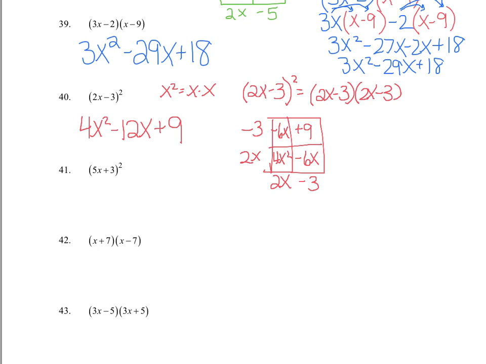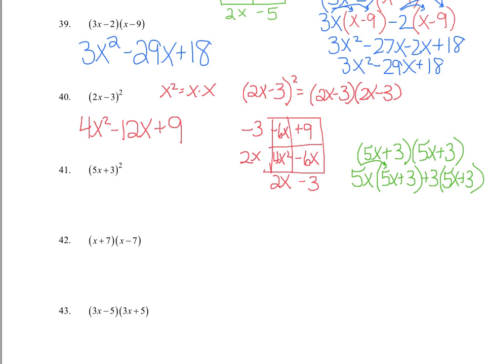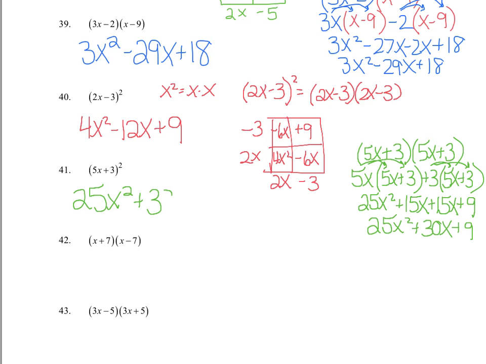For number 41, we have 5x plus 3 squared. So again, 5x plus 3 times 5x plus 3. If I want to use the distributive property, I'm going to take my first 5x and multiply it by my second binomial, and I'm going to take my plus 3 from my first binomial and multiply it by 5x plus 3. 5x times 5x is 25x squared. 5x times 3 is 15x. 3 times 5x is 15x. And 3 times 3 is 9. So this simplifies to 25x squared plus 30x plus 9. So our answer is going to be 25x squared plus 30x plus 9.